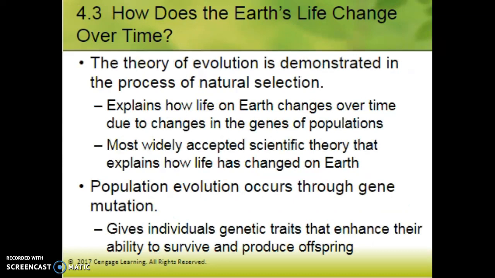So 4.3 deals with evolution. You'll notice it's one section of one chapter, so it's not a major topic here in environmental science, but it definitely comes up here in the biodiversity chunk. So hopefully you understand the theory of evolution and natural selection. Basically, it explains how life changes over time due to changes in the genes of the populations. You might not have made the connection as freshmen between evolution and genetics. That's something you need to keep in mind, and you need to make that connection here in APES.